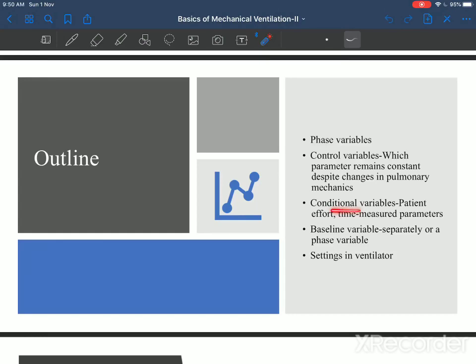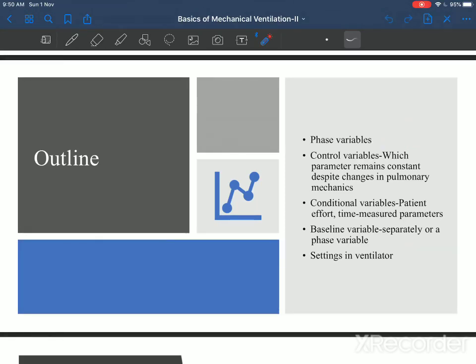Conditional variables are measured parameters by the ventilator. You do not set them, but the ventilator measures them based upon how the breath is. Baseline variable can be considered separately or as a part of a phase variable. Phase variable is basically usually used to talk about only the inspiration. Baseline variable is what happens during an expiration.